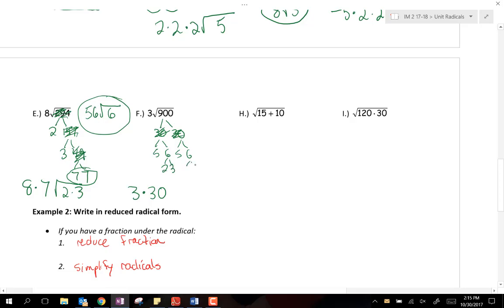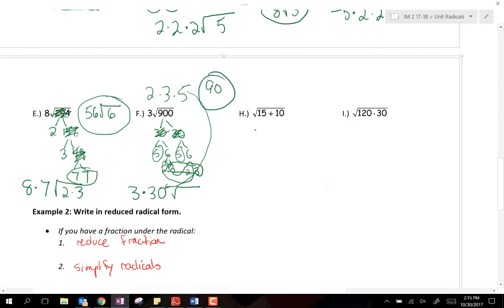So 2 times 3, 2 times 3, we have a pair of 2s, a pair of 3s, and a pair of 5s. So we would bring out 2 times 3 times 5, which is 30. No leftovers, so nothing in there. So I just multiply the 3 and the 30, get 90.